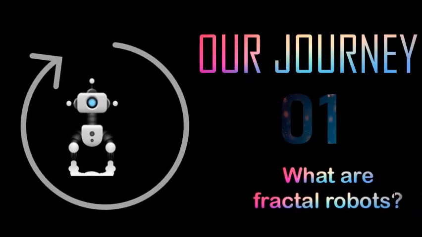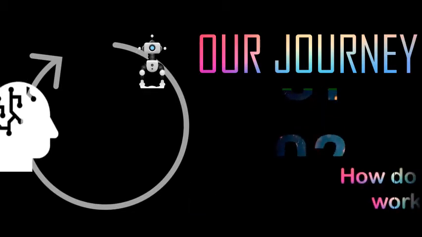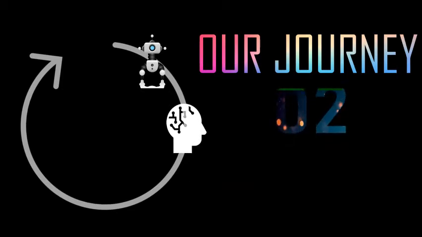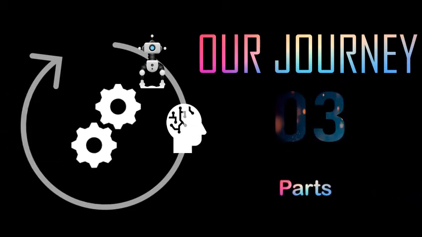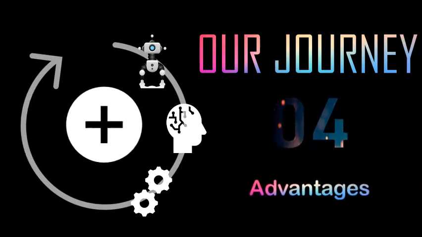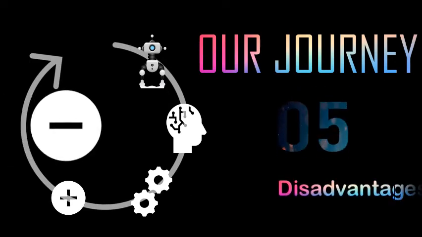First, what are fractal robots? Second, how do they work? Third, paths. Fourth, advantages. Fifth, disadvantages.